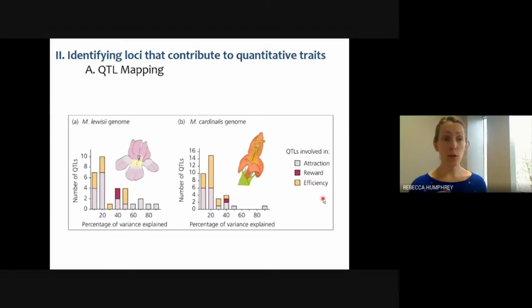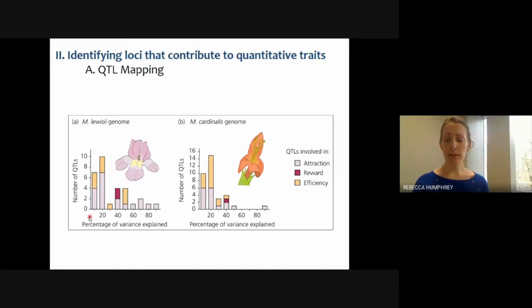All right, here are some results from this Bradshaw et al. study. So what we have on the x-axis is the percentage of the variance in the trait that's explained by the QTL. And this is a histogram. On the y-axis, we've got the number of QTLs that have that amount of explained variation. And we're looking at the Mimulus lewisii genome and the Mimulus cardinalis genome.